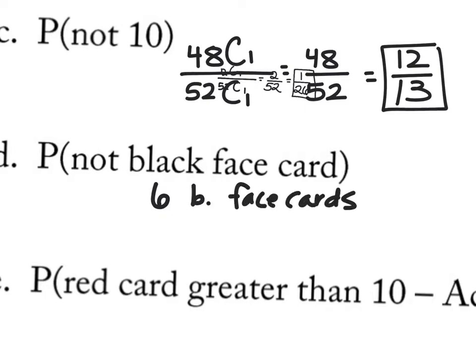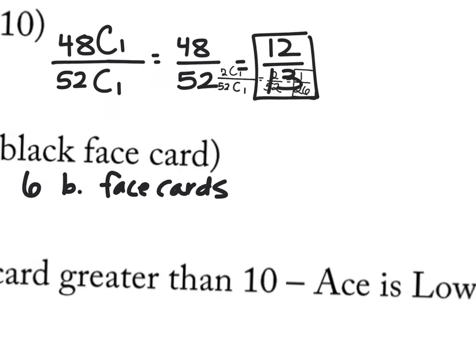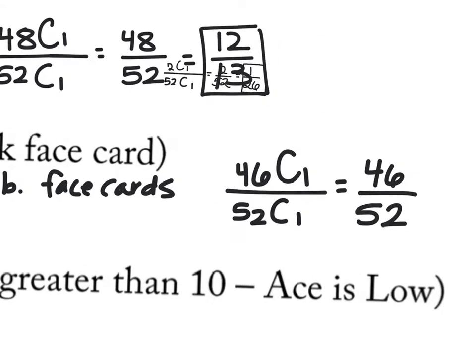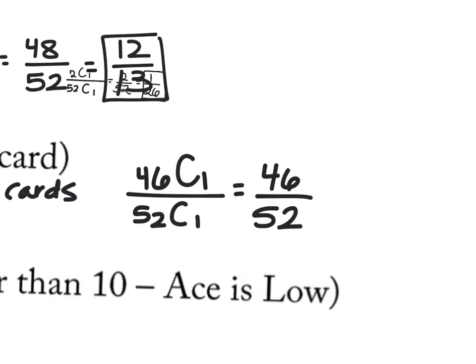So for it to not be a black face card, 52 minus 6 is 46. So we're from 46, we're choosing 1, dividing by the total, which is 52 choose 1. And again, 46 choose 1 is just 46. 52 choose 1 is just 52. And that reduces to 23 out of 26.